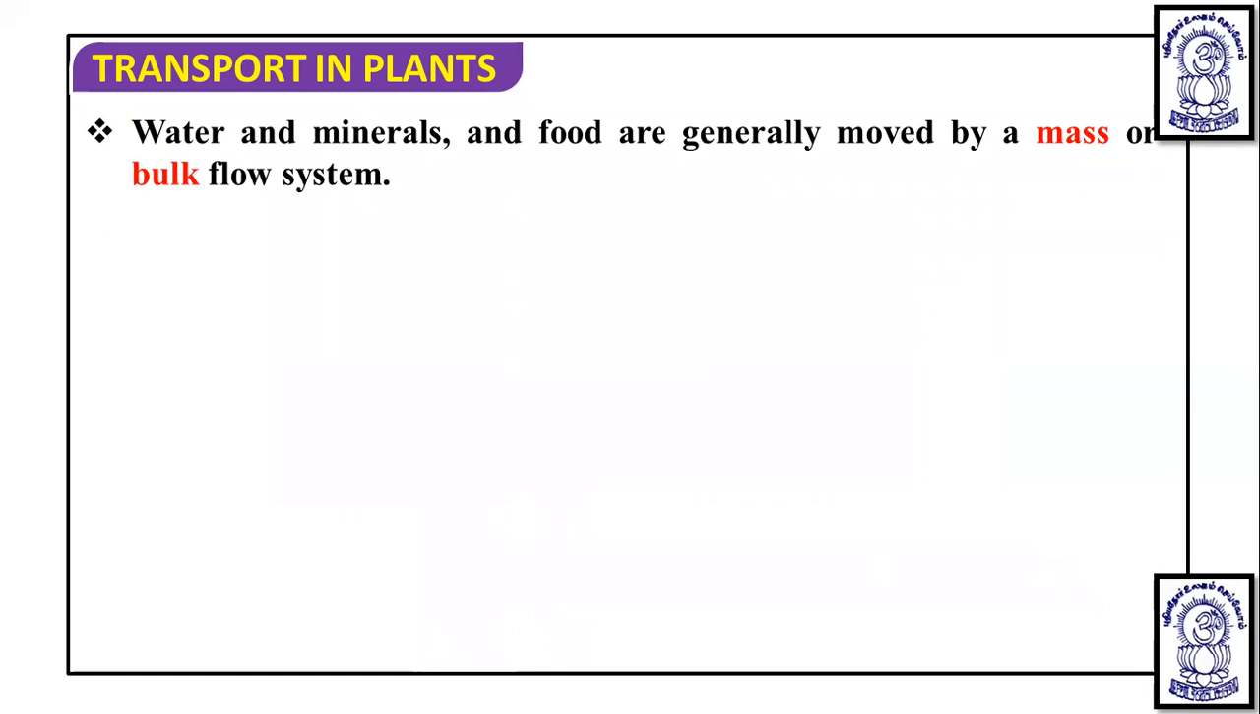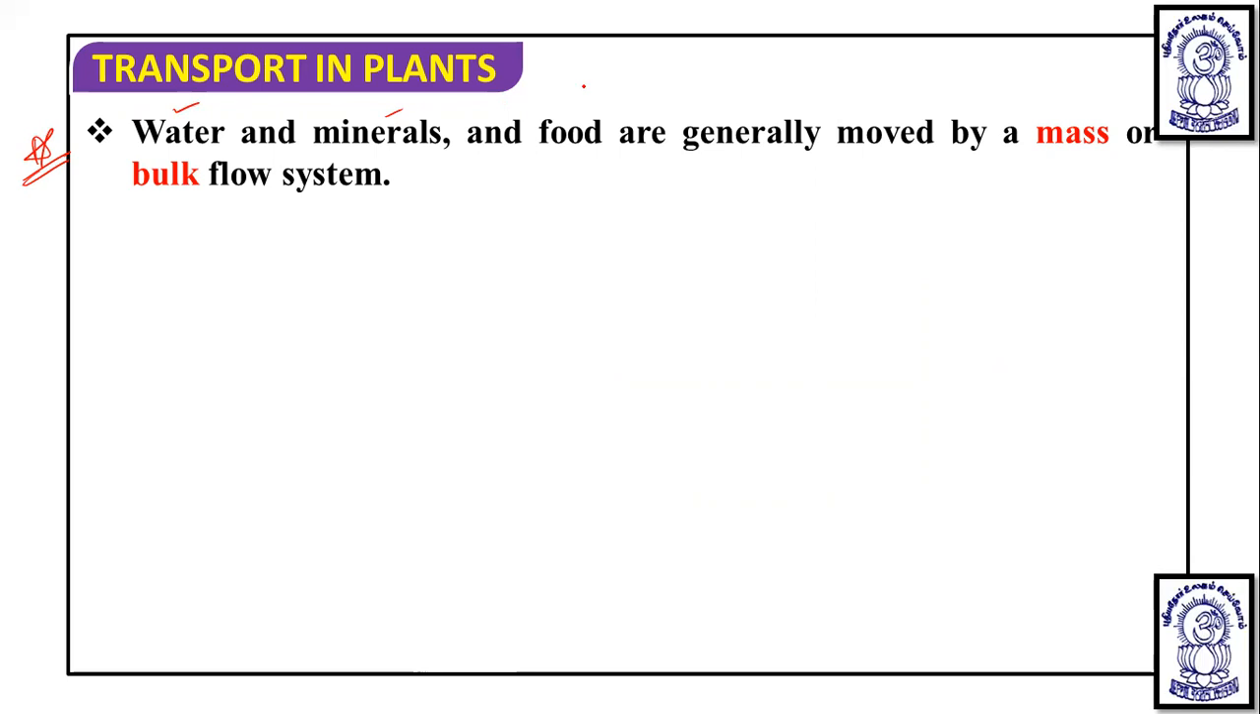Means all this moves by bulk flow. So this is one of the important questions you can get in the exam: which of the following can show a bulk or mass flow system? So we remember it is applicable to water, mineral and food, because all these three components move in a mass. But in the end, we will discuss that the mass flow hypothesis is mainly explained for food.